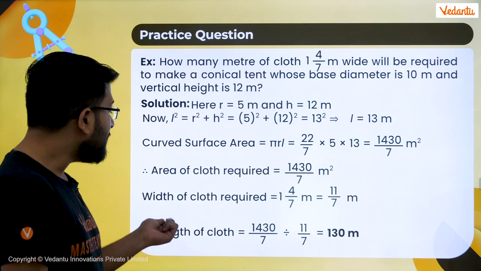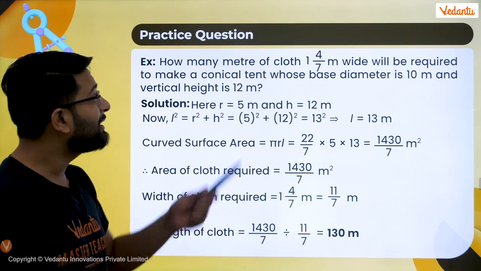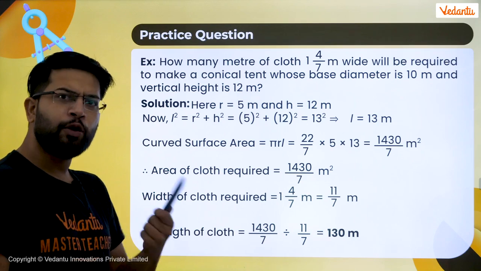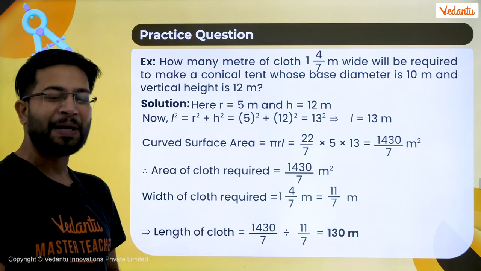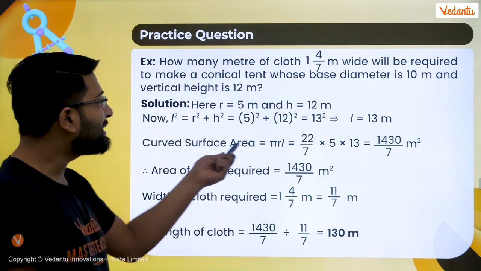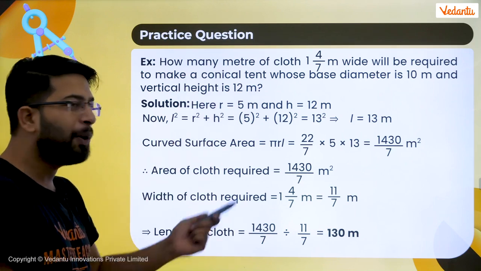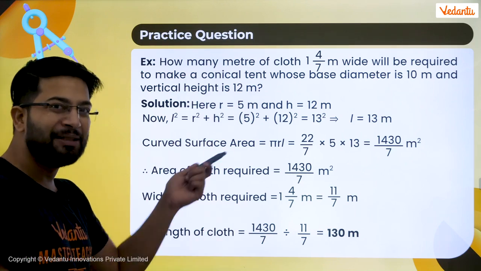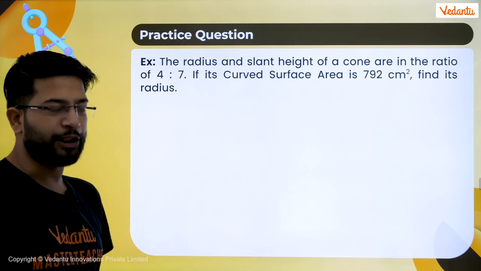Right? So, champ, the cloth is rectangular. So area will be length into width. Width is given to me. So length into width equals CSA of the cone. And that's why the length of the cloth will be CSA of the cone divided by width of the cloth. Easy peasy. I hope this is clear to you. Very good. Excellent. Champ, let's see one more question.